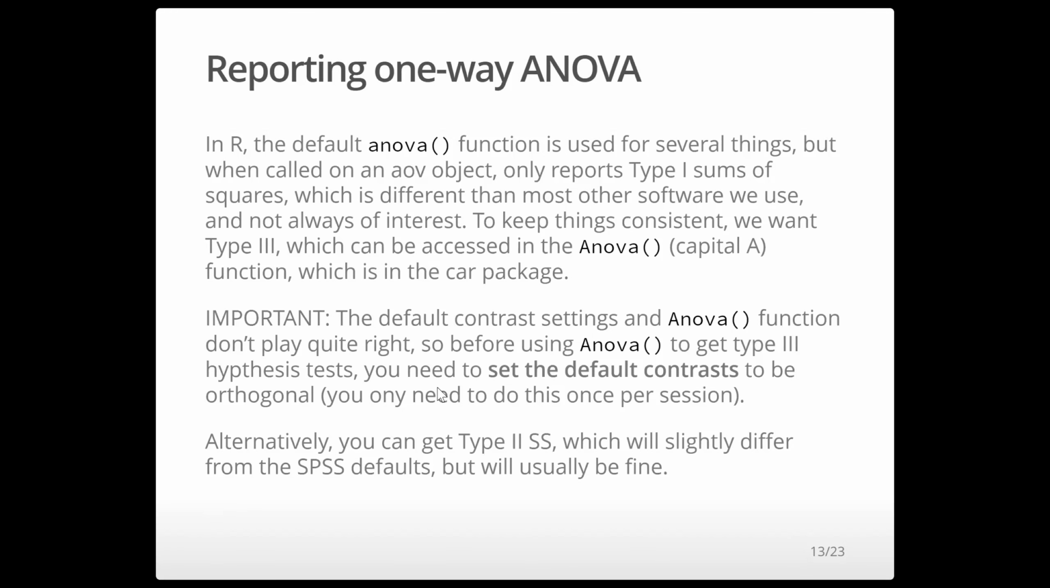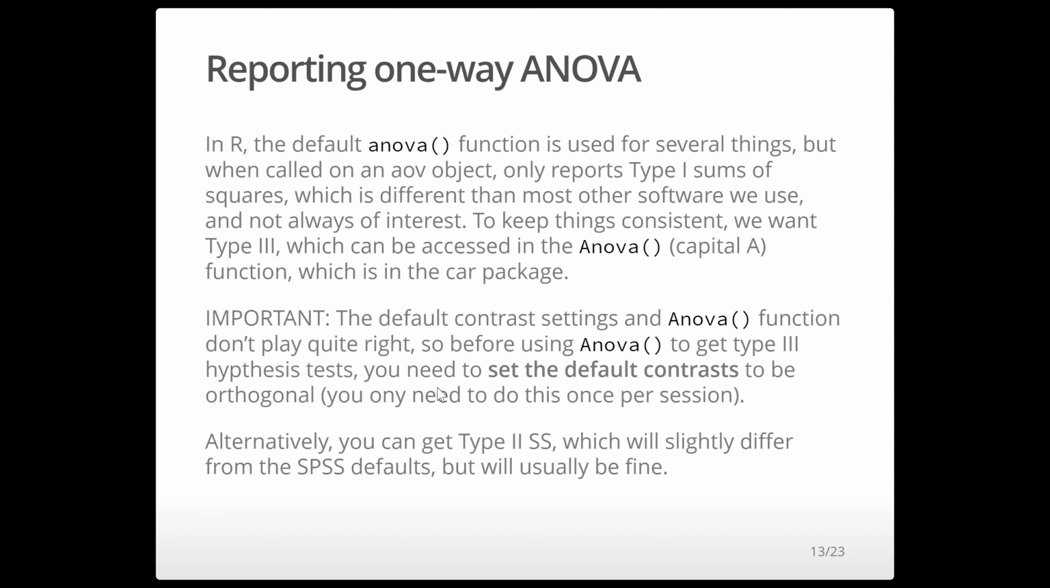And so to look at the results, we need to use the capital A Anova function like I mentioned. So the default little a anova function is used for a lot of different things. But when you call it on an aov object, like we computed here, it only reports type 1 sums of squares, which is different from what most other software we use would be. And it's also not necessarily what we're interested in.